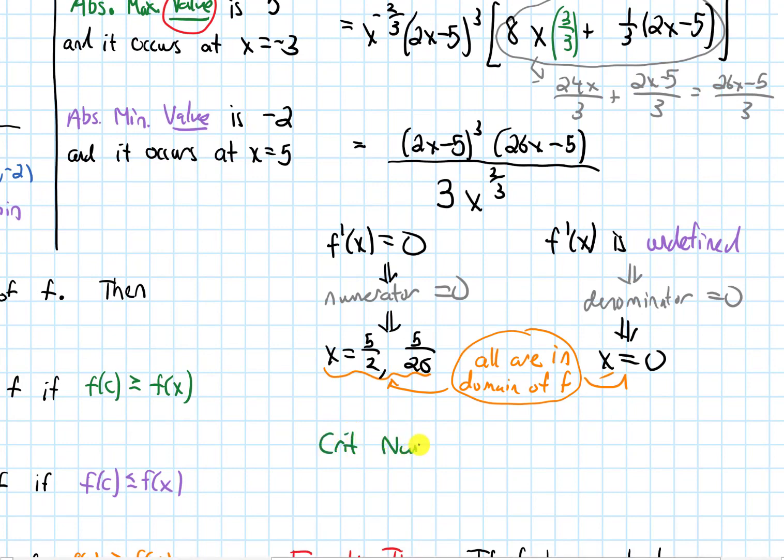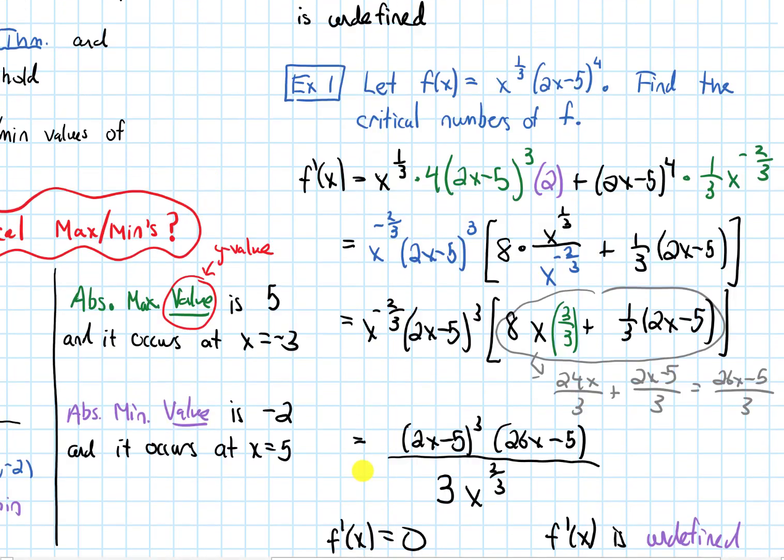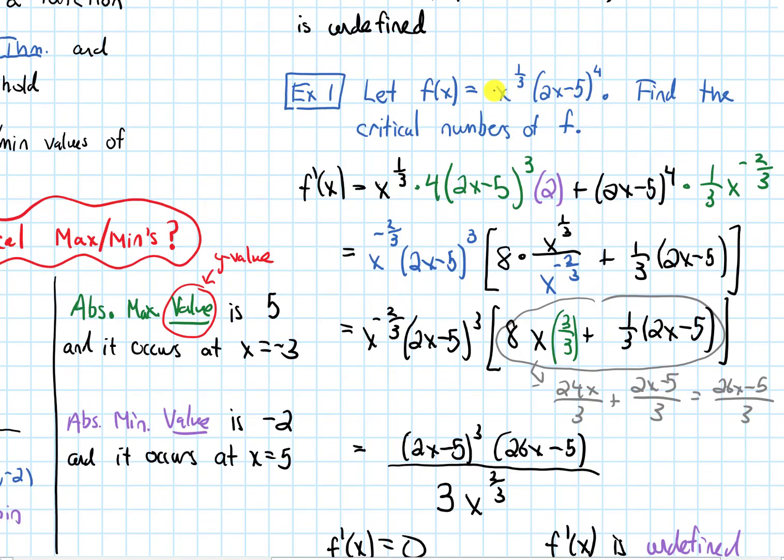So our critical numbers are x equals 5 halves, x equals 5 over 26, and x equals 0. We have 3 of them. If any of these numbers were not in the domain of the original function when we plugged them in, they would not be critical numbers.